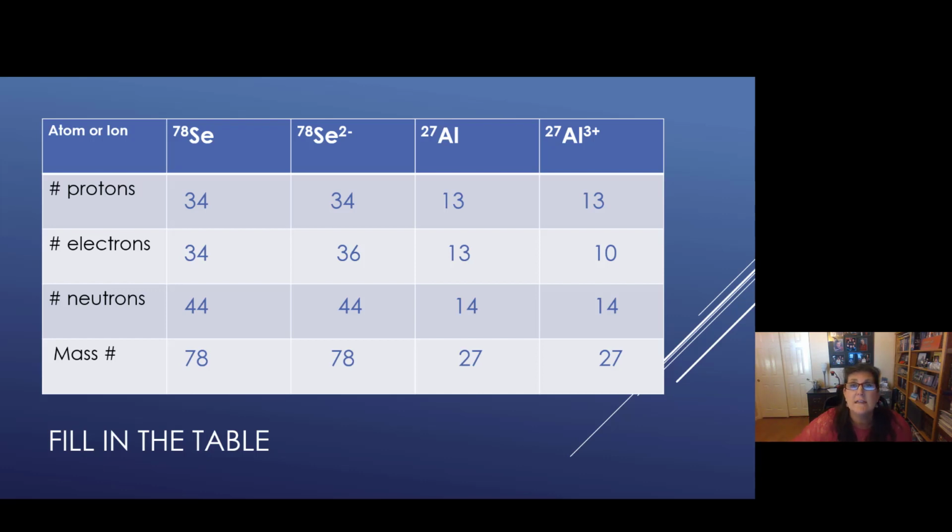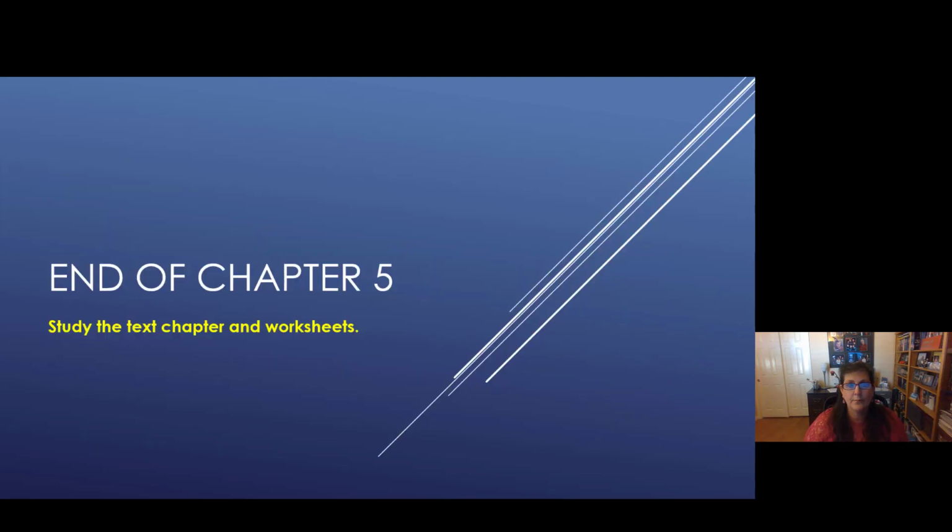Now neutrons is mass minus protons, so 27 minus 13, which is 14, and that's the same for both of them. And the mass for both of them is 27. So there we filled in our table.